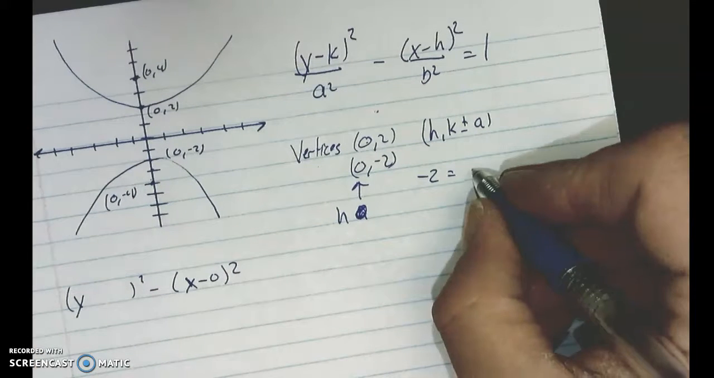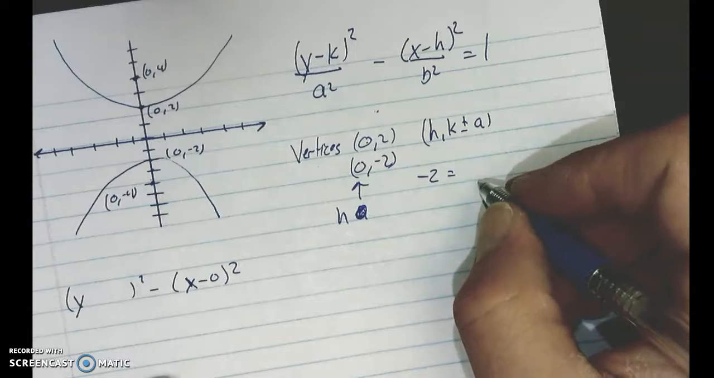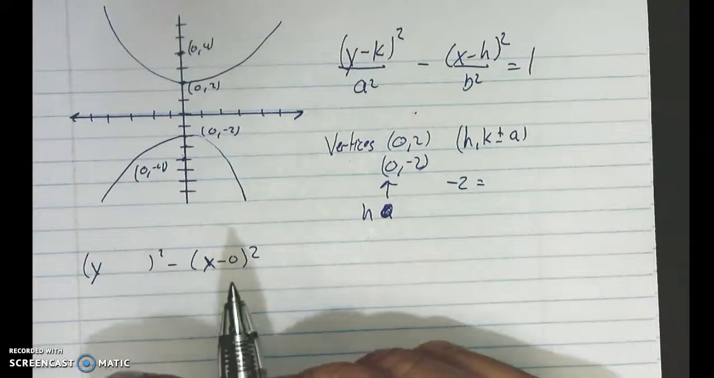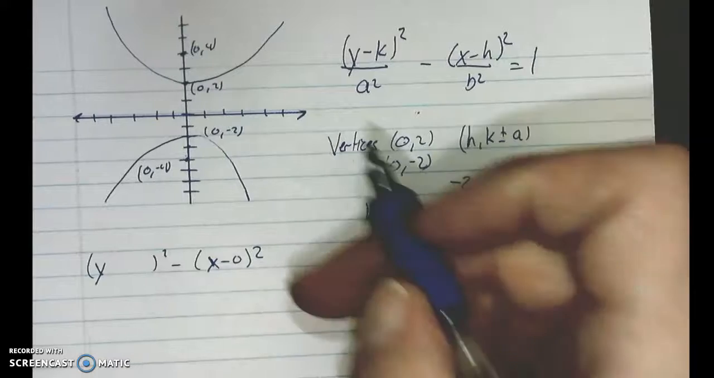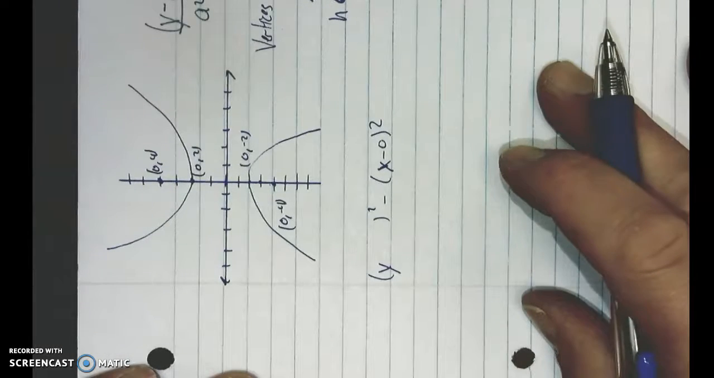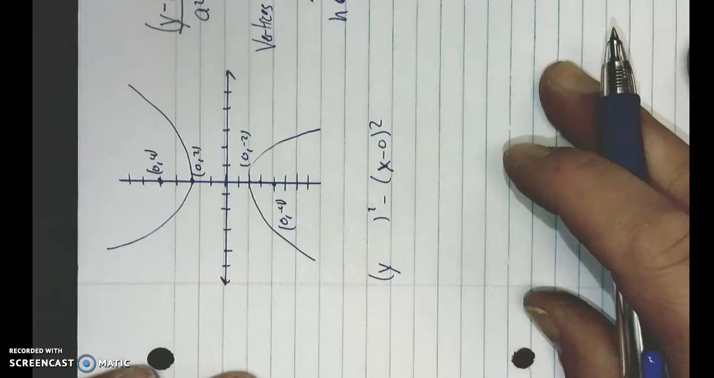So now I need to figure out my, that one's vertical. Because it's up and down, that's vertical. If it's like this, that's horizontal.